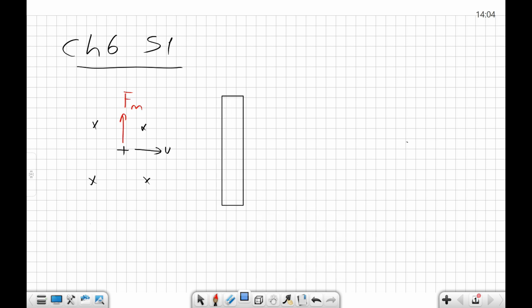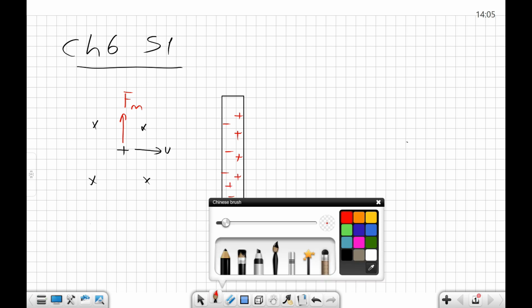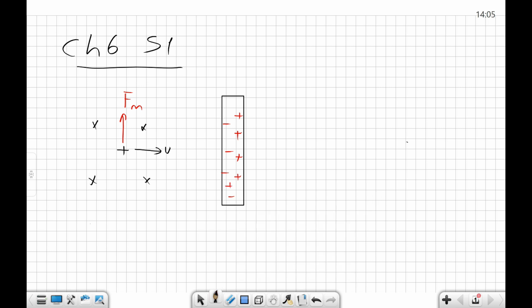Now let us have a wire. A wire is a conductor because it contains free electrons. It doesn't contain extra electrons, it contains free electrons. So the electrons that we have inside the conductor are free to move. The positive charges are not free to move.